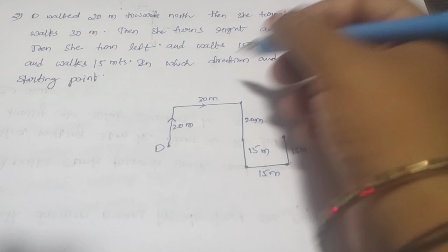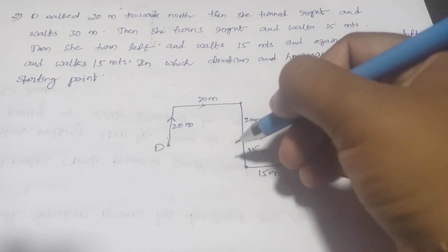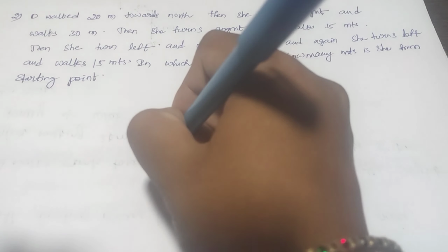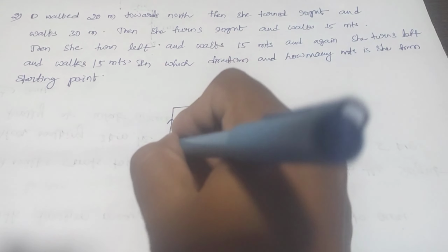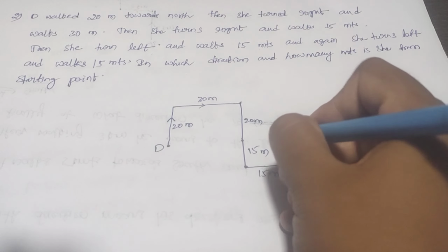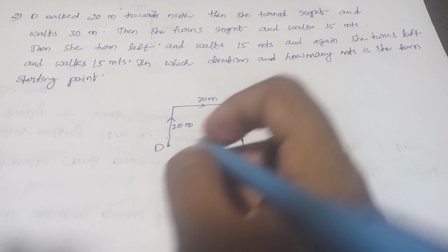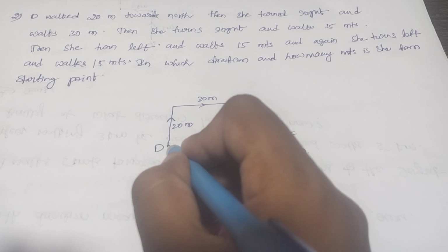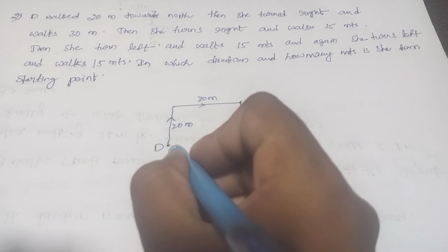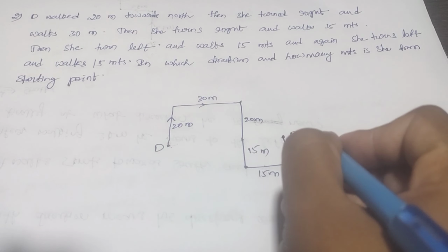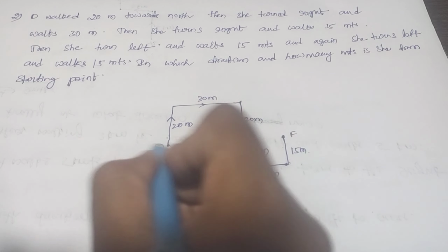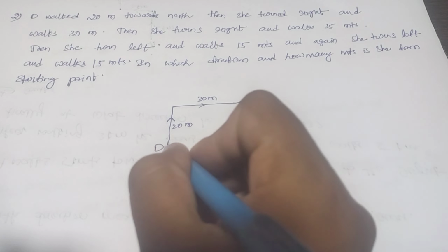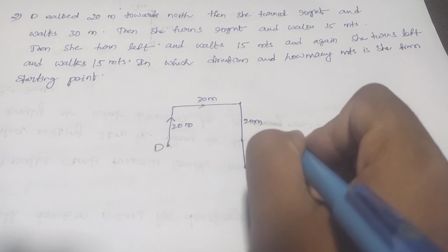many meters is she from starting point, right? In which direction? From starting point. This is the starting point. Okay. Now her final point is this one. So from starting point to final point, what is the direction? We have to check. Okay. This is the east direction. Okay. This is east, west, north, south, right? This is the east direction.